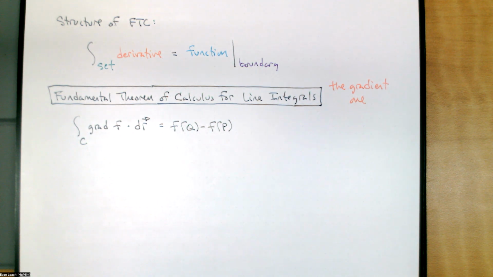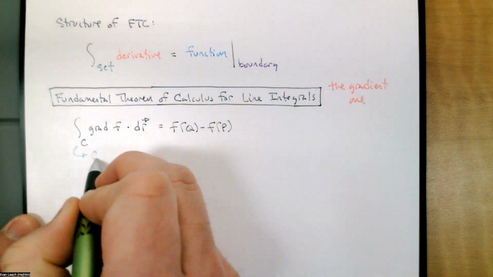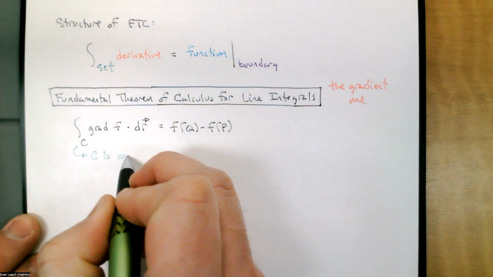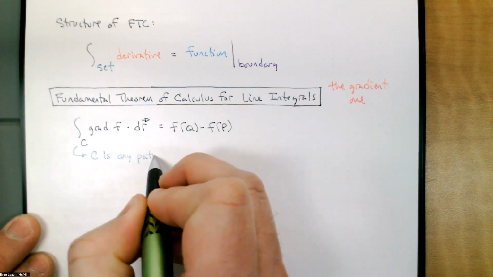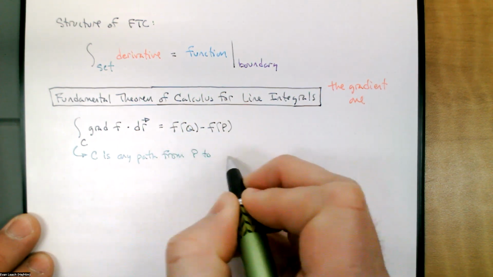The fundamental theorem of calculus for line integrals says the following: the integral over C of the gradient of f dot dr is f at Q minus f at P, where C is any path from P to Q. So the set C is any path from P to Q.